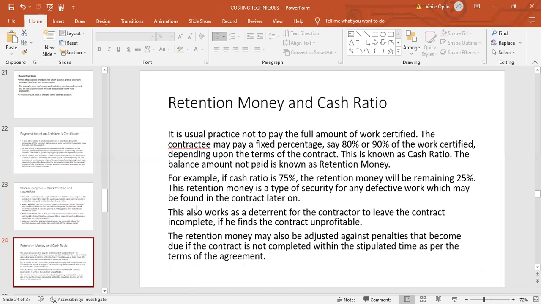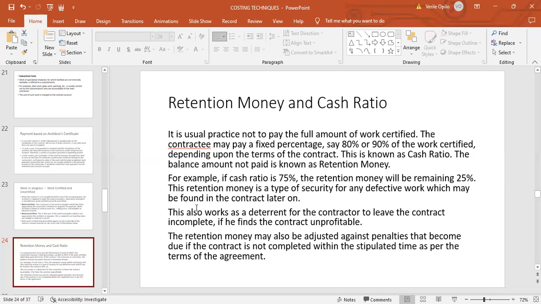Another important concept that we need to know of before we look at the contract account itself is what we call the retention money and the cash ratio. So the company is going to have the contractor. Each company has a contractor, and for the client to be satisfied, they also have to have someone who is going to look at it and see whether the contract has been fulfilled.